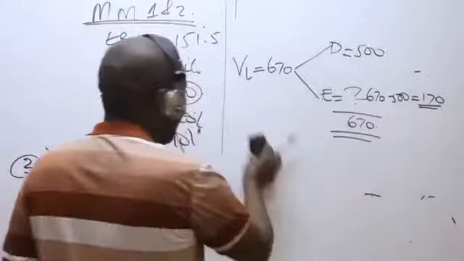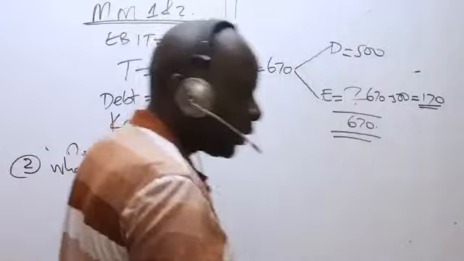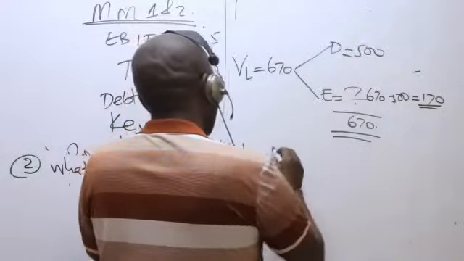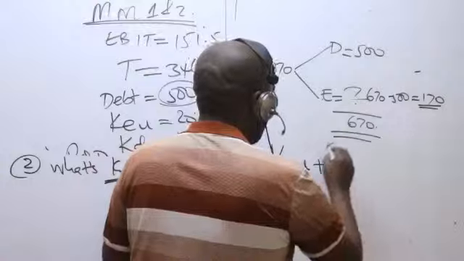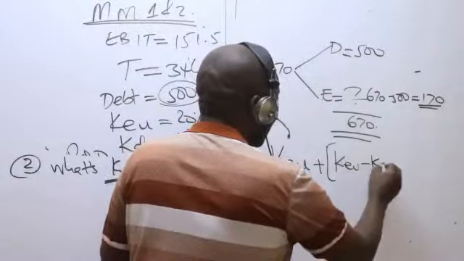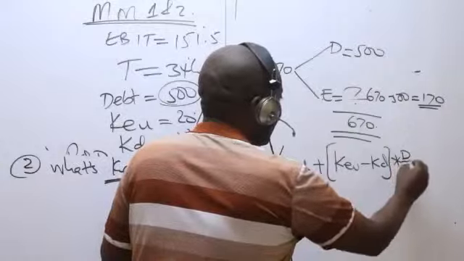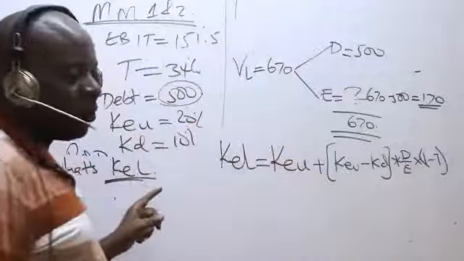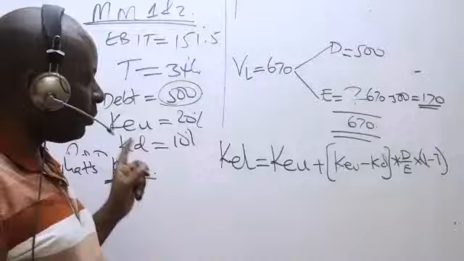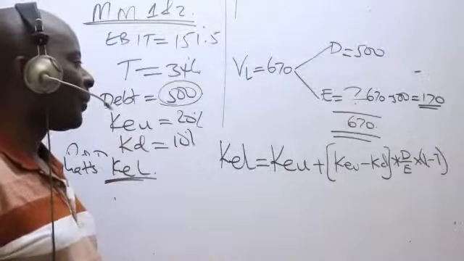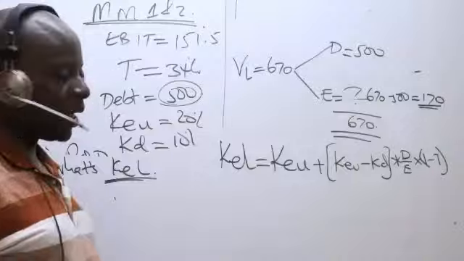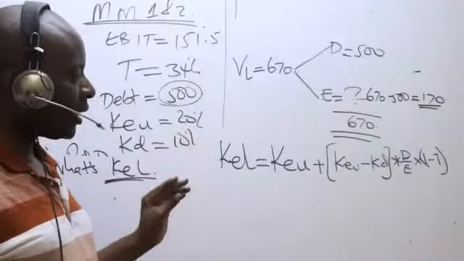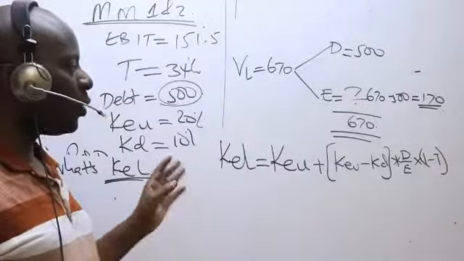There are very many ways that you could make use of to get this. But the best of them all, when they ask you to give them K, always tell them that K is Q plus (Q minus KD) times debt over equity times (1 minus tax). A very important formula for getting the cost of equity of a levered organization: Q plus (Q minus KD) times D over E into (1 minus tax).